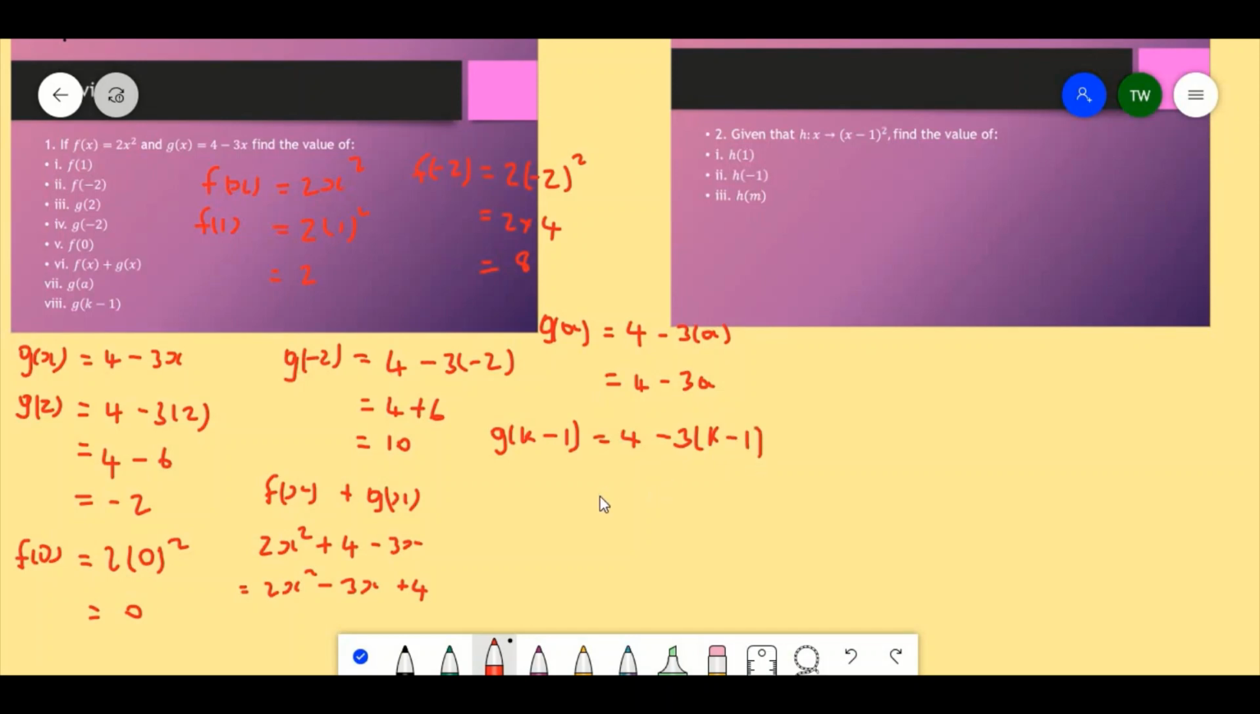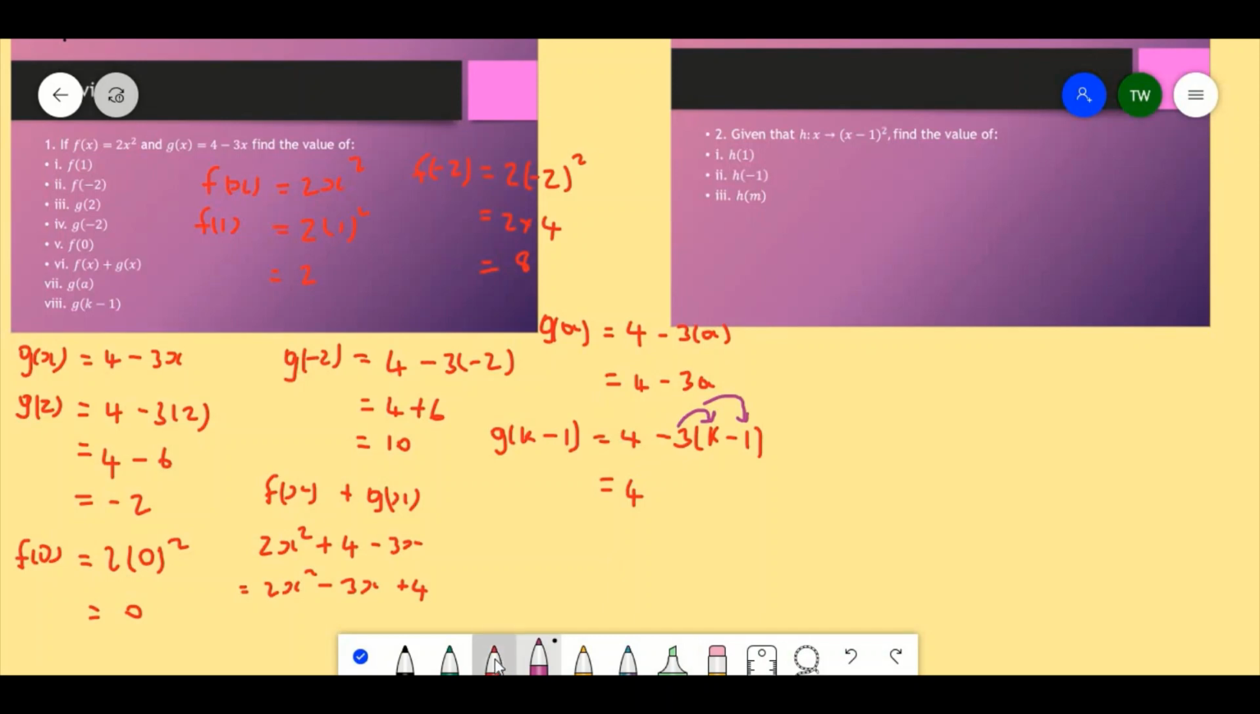All we need to do is to simplify this and we're finished. So it's going to be 4. We have to treat this minus 3 as negative 3. So what we're going to do is to take this negative 3 to multiply each term inside of the bracket. So we're going to take negative 3 to multiply the k, and then take negative 3 to multiply negative 1.